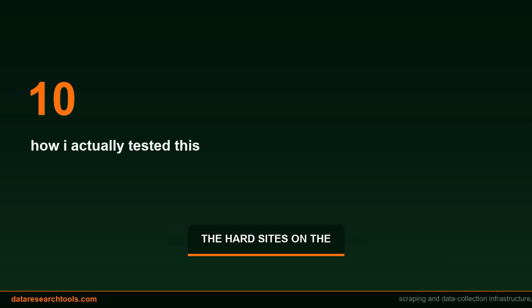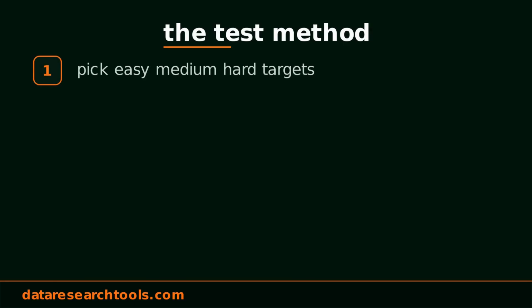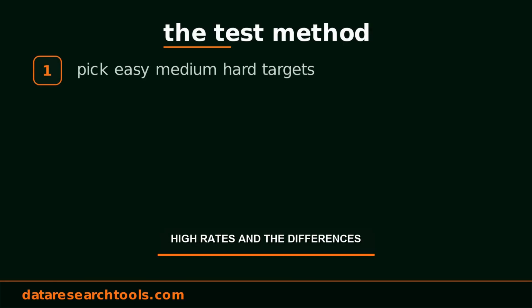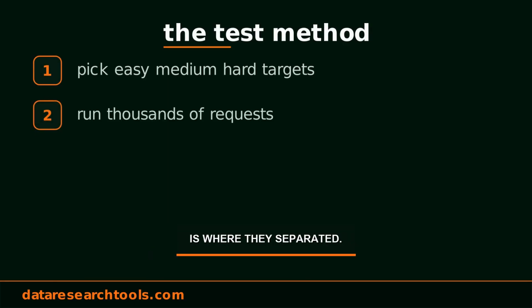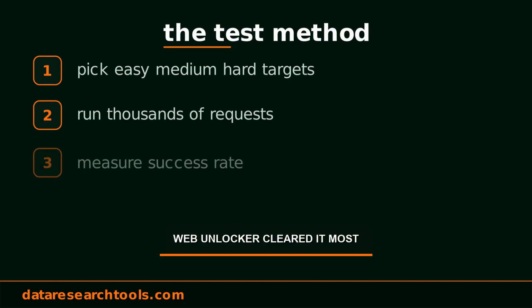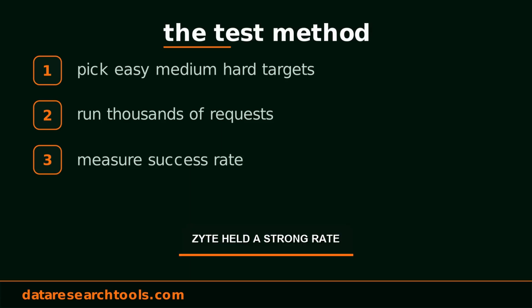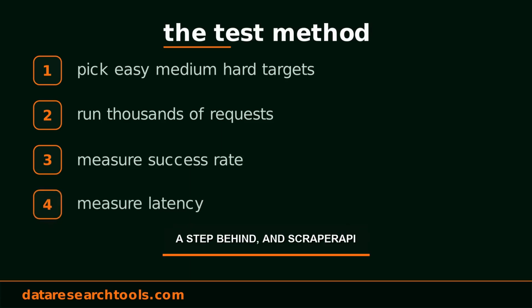Success on the hard sites, on the easy and medium targets. All three cleared them at high rates, and the differences barely mattered. The hard target is where they separated. Web Unlocker cleared it most consistently. Zyte held a strong rate a step behind, and ScraperAPI came in lower and paid for it in retries.